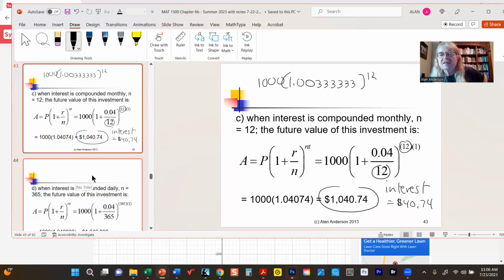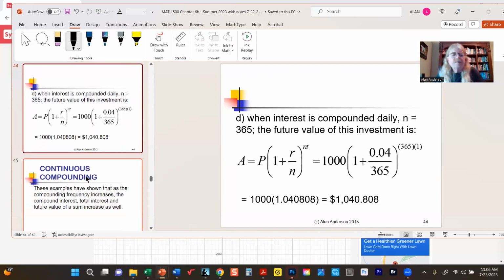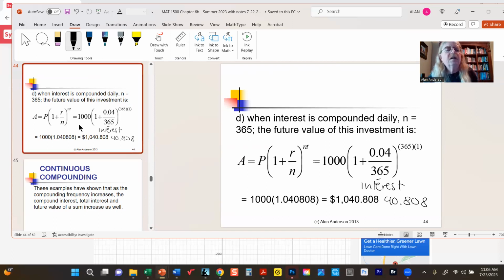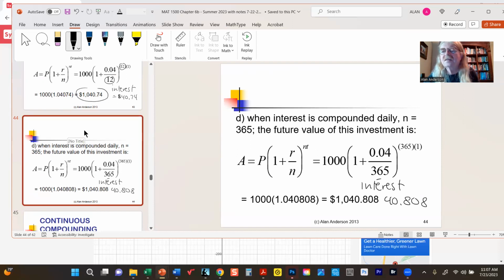And if I do this on a daily basis, it goes up a little bit further, but not a whole lot. The interest here is $40.81. So compared to monthly, it only went up another 6.8 cents. Now, in practice, the compounding frequency doesn't go beyond daily, but there's really nothing to stop it from becoming more frequent. In other words, there's nothing to prevent the banks from doing this every hour or every minute or every second. In the limit, imagine yourself taking the limit of this expression as n goes to infinity.